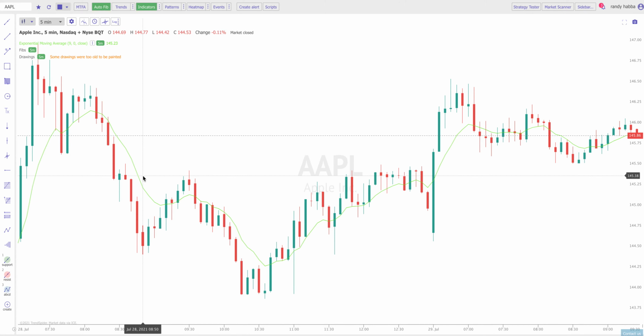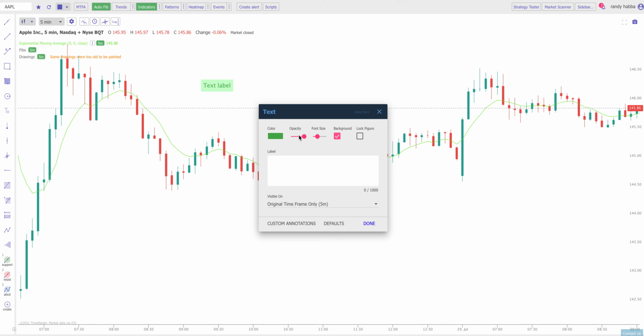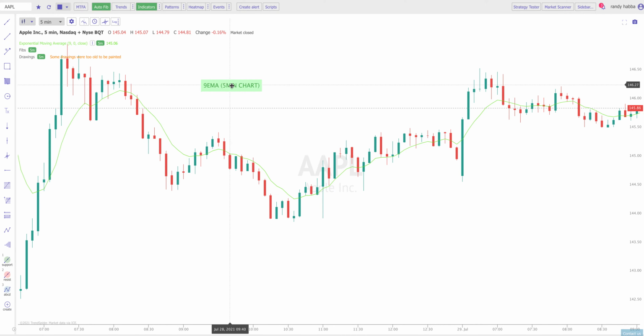What I use for that kind of method, and what I try to teach everyone, is called the 9 EMA. So I like to use the 9 EMA on the 5-minute chart. Let me write that down for you just so you know. So it would be the 9 EMA, 5-minute chart. This is what I use to find good scalps.